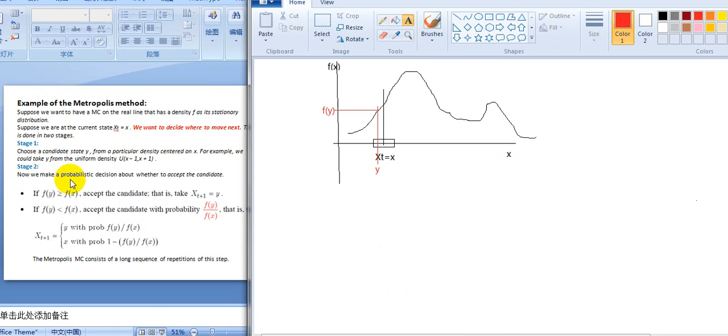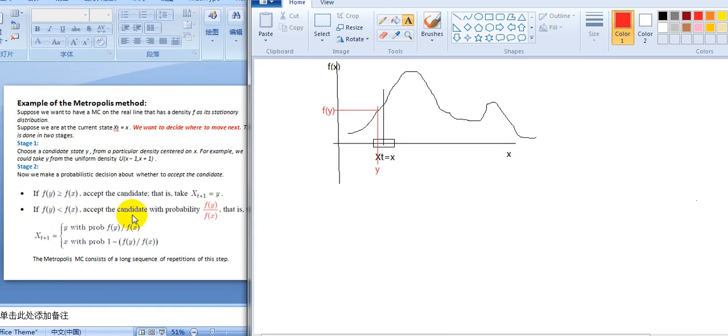Stage 2: now we take a probabilistic decision about whether to accept the candidate. If we accept, then x_{t+1}, the next step, equals y. If we reject, then x_{t+1} equals where you are, the original value x. How do we decide to accept or reject? If f(y) is bigger than or equal to f(x), then we definitely accept this candidate y, and the next step x_{t+1} is directly y. So we move on as a Markov chain. In our case, it's not bigger: f(y) is smaller than f(x).